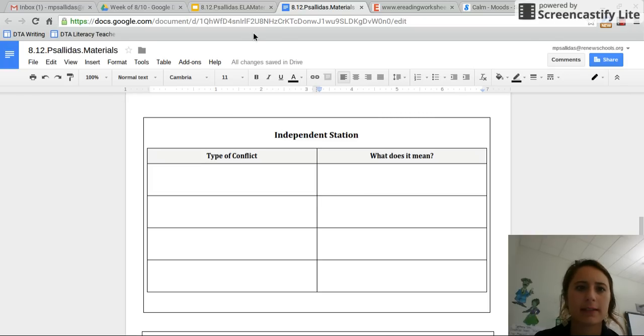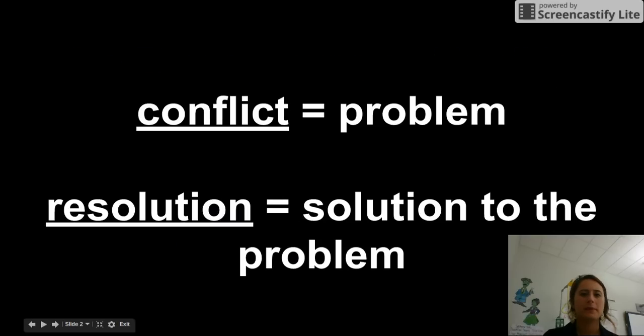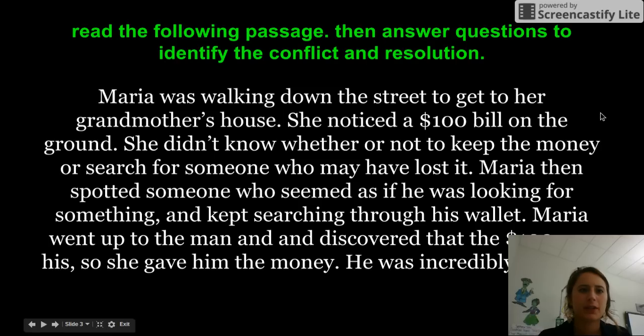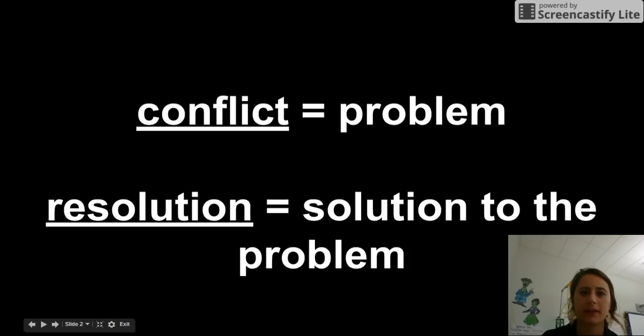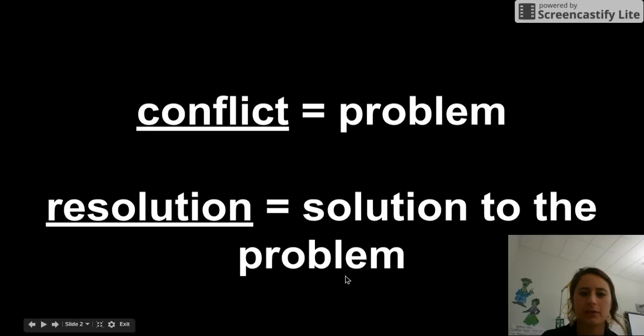It says Independence Station in your packet. Today we are going to start by learning about the 4 different types of conflict. So conflict is a problem, and resolution is a solution to that problem. So read the following passage, then answer the questions to identify the conflict. What is the conflict or the problem here? And the resolution, the solution to that problem.